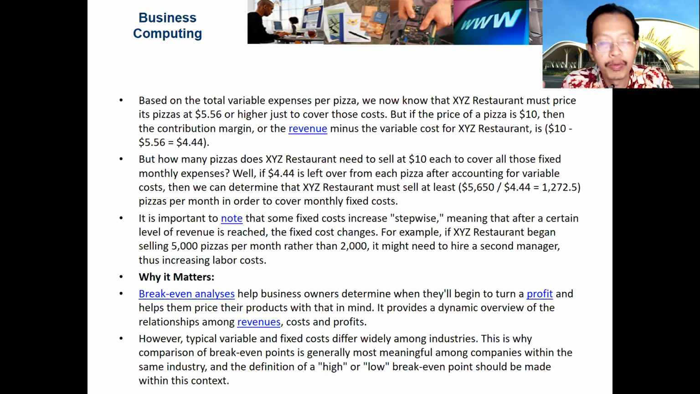Now, why is it important? Why is the break-even point analysis important? Because you would need to know when you would be starting to get a profit. If it takes too long, then it might not be preferable. It might not be feasible to open that business. But that does depend on the type of business you are in.